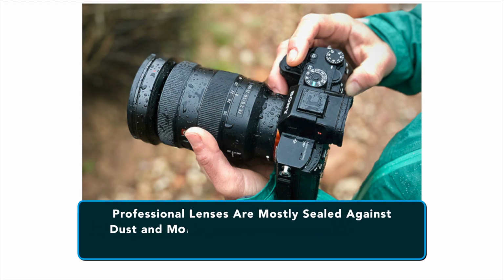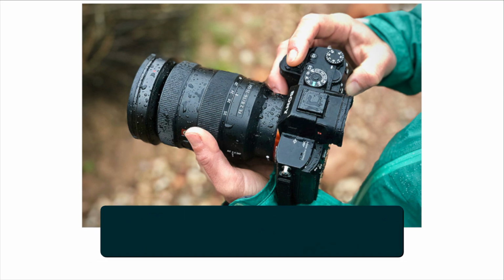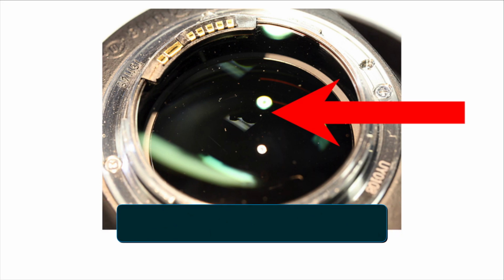Number 13 is weather sealing. Another big difference in lens cost is weather sealing. Fixed length professional lenses with tough construction are mostly sealed against dust and moisture, so they continue to perform in extreme temperatures, in humidity, and even in rain. Consumer lenses do not have the same level of protection. They are much more prone to accumulating dust, moisture, and fungus inside over time.